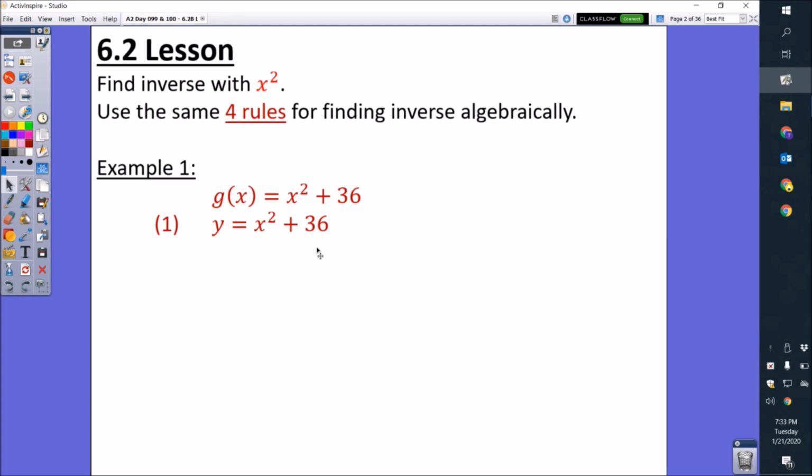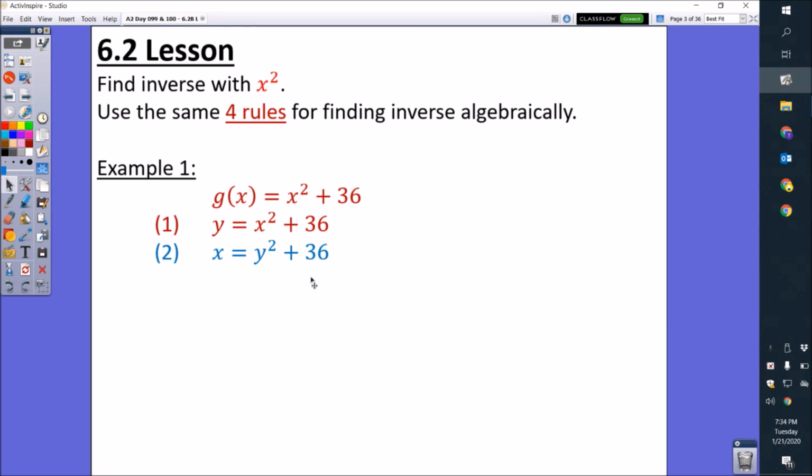Alright, step 2 is to switch x and y, meaning that everything stays the same. So the equal sign stays where it is, the plus stays where it is, the 36 stays where it is, including the square. So we see the square on the x. The square, the 2, stays where it is. The only two things that are going to switch places are the x and y. So when they switch places, this is what it's going to look like. X equals y squared plus 36.